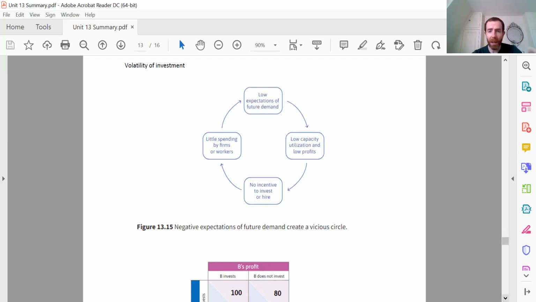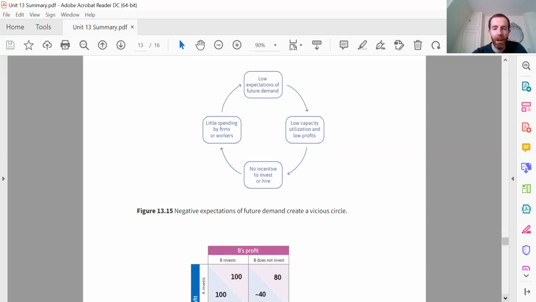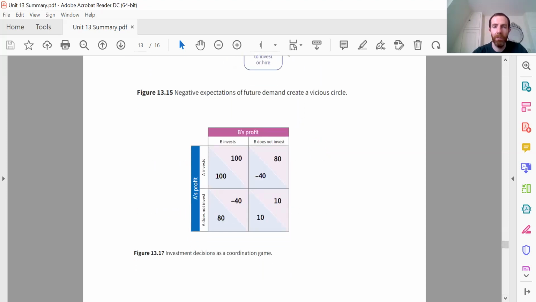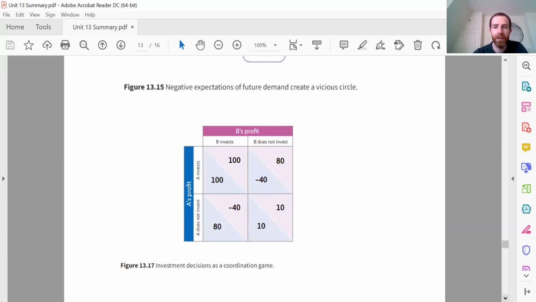We can imagine a tweak to this, where if there are high expectations of future demand, this can go completely the opposite way, where investment forces more investment and builds on it, and there's a positive feedback. Now, this game theory example is a way of seeing why investment can be seen as what's called a coordination game, where if firms work together in a sense, or have some information about what each is going to do, then they could end up in a better position. But we're also going to see that if maybe they don't have that information, we end up in a not so good position.